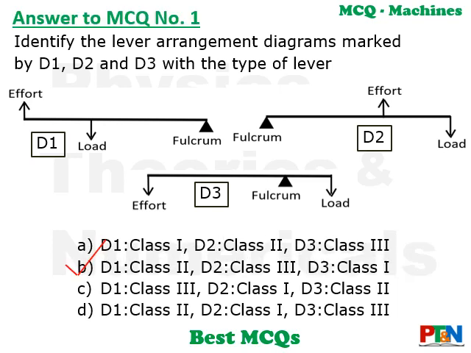The answer is option B. That is D1, you have got load in the middle. So it is class 2 type of lever. For D2, you have got effort in the middle, that is class 3 type of lever. And for D3, fulcrum in the middle, that is class 1 type of lever. So for identifying lever, the best way is to find out what is placed in the middle.